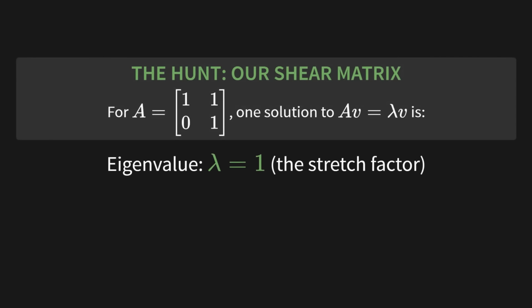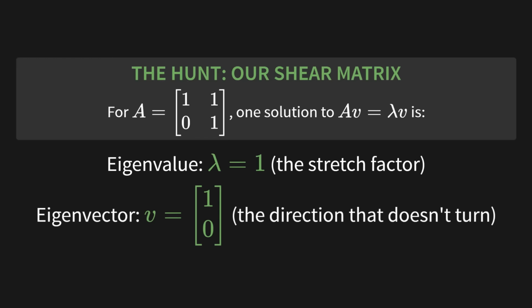So for our shear matrix A, the one we started with, [1, 1; 0, 1], the solution to Av equals lambda v is the eigenvalue lambda equals 1. That's the stretch factor. And the eigenvector v is the vector (1, 0). That's the direction that doesn't turn.